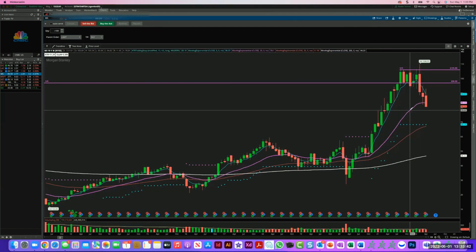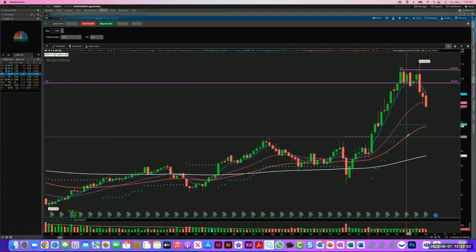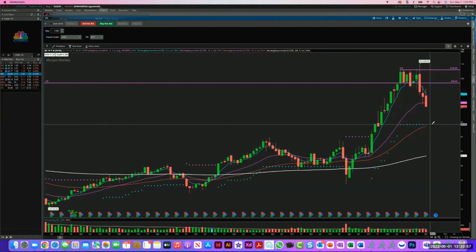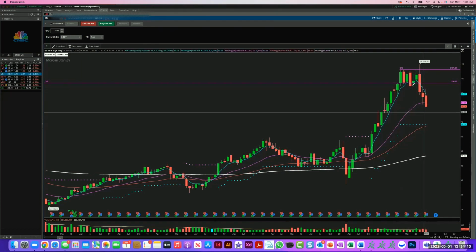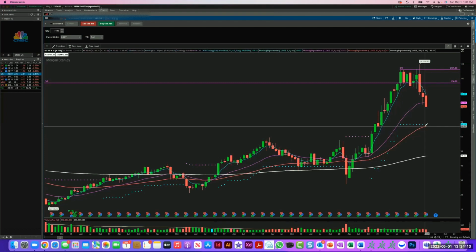So it's already fallen through support here. And the next level of support we see, we've got two levels here. We've got the ATR trailing stop at 68.18 and the 50-day EMA at 67. So by the time the stock falls, these two should be aligned and should provide some strong support. But $68 is a long way from 80. So we would expect that Morgan Stanley is going to fall to about $68 and change. And let's see if we can identify any interim support.